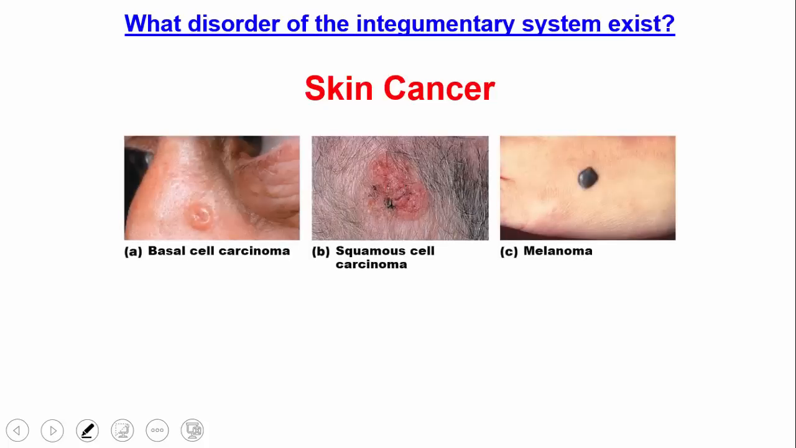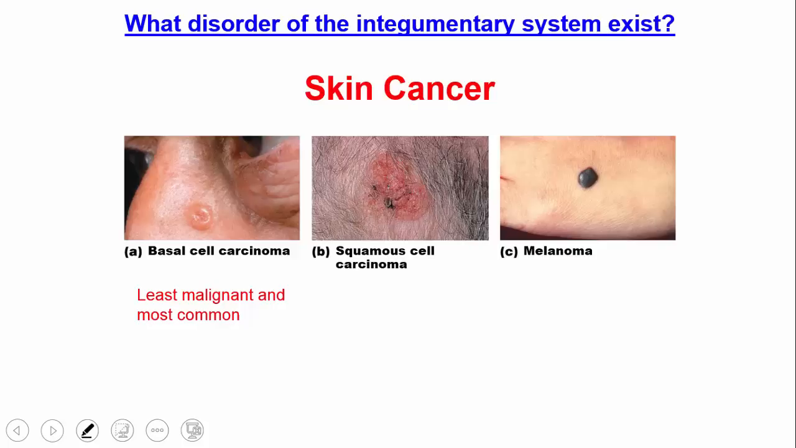So there are 3 different types of skin cancer I want to focus on here. The first one is basal cell carcinoma, and that is the least malignant. If you had to pick one, that's the one you would pick, not that you would pick any. And it's the most common. It has a pinkish appearance like that.